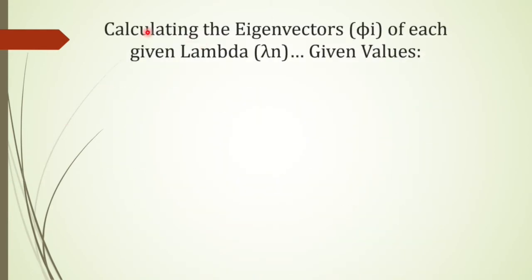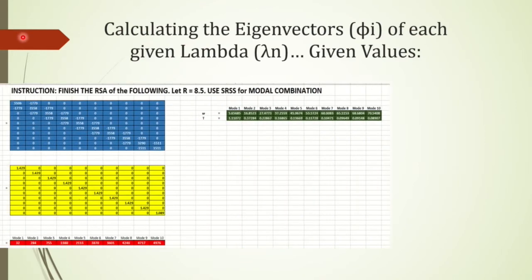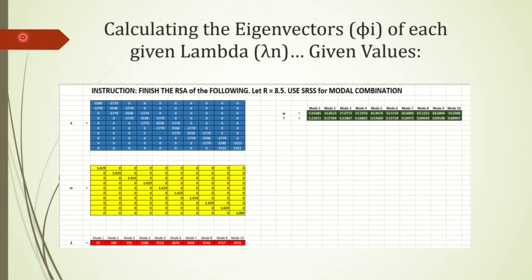Our first step is to calculate the eigenvectors of each given lambda, phi n. Ang given values natin ay ang K, the stiffness, the M, the mass, the lambda, the frequency omega, and the time t.